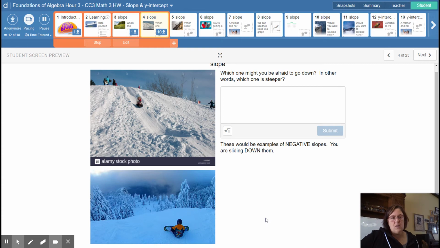Now, this one, and this is the case when you're at the top of a hill or something like that and you're going to come down it, that is actually considered a negative slope.